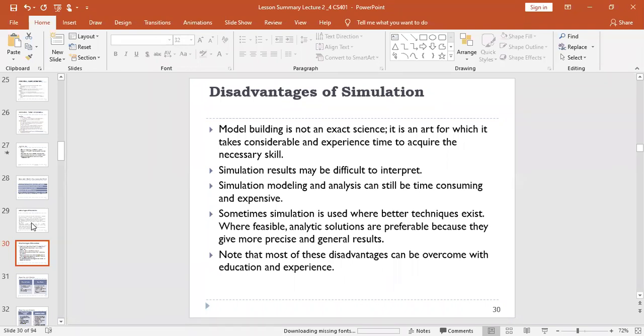Then sometimes simulation is used where better techniques exist. So at times people may consider using simulation results when there are better options available, like analytic techniques. Finally, you should know that all these disadvantages can be overcome with what? Education and experience over time.